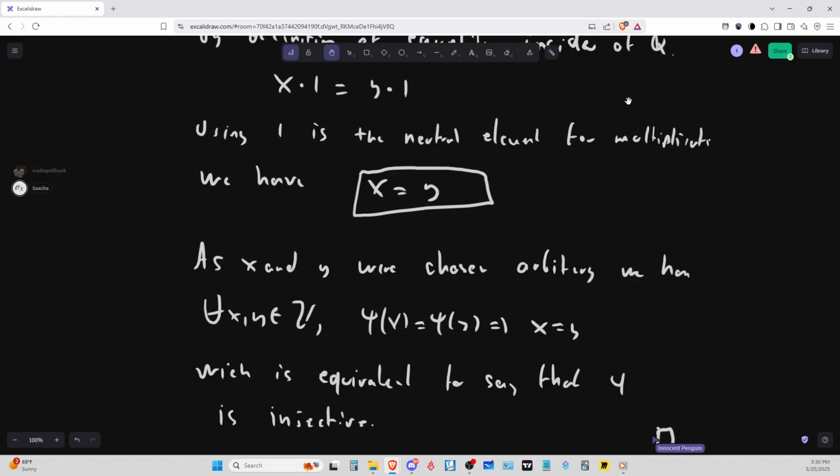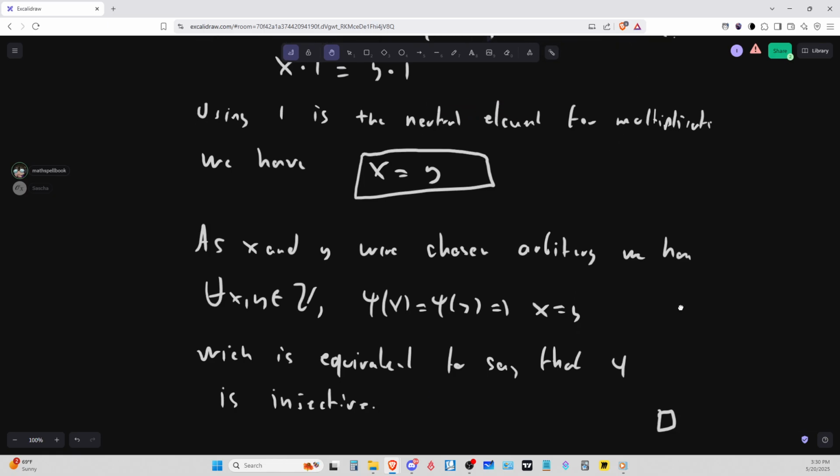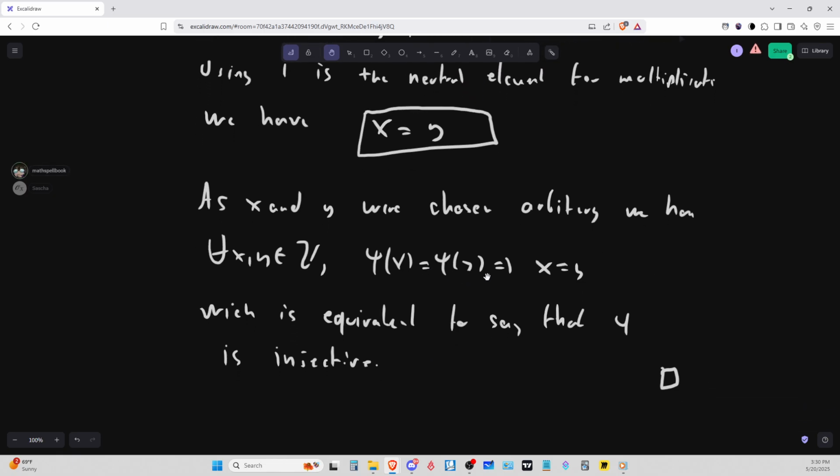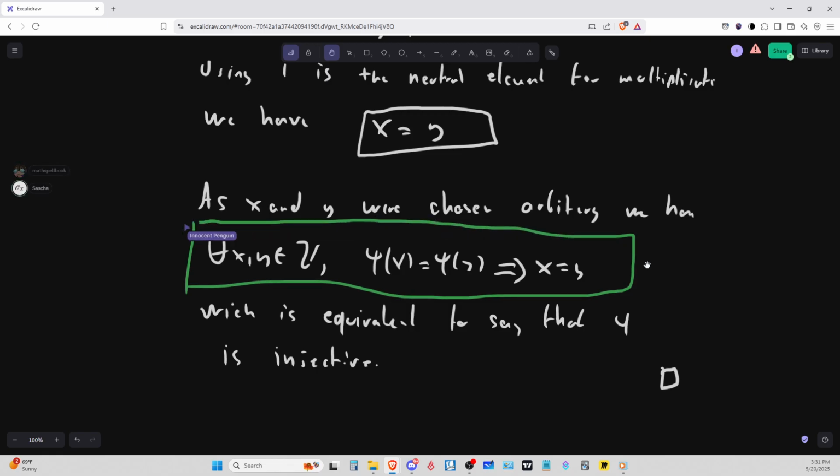And now we're done with the proof. So psi x equals psi y implies, sorry. Oh, implies, okay. So basically we just state that we proved the thing in green above, which is equivalent to saying that psi is injective, right? That's what you wrote? Okay. Yeah.